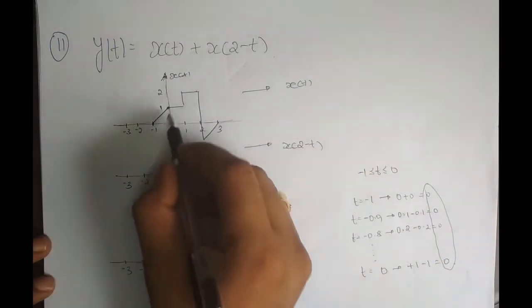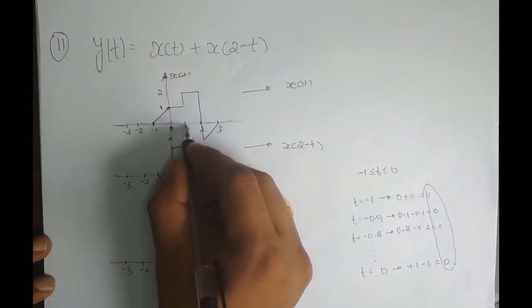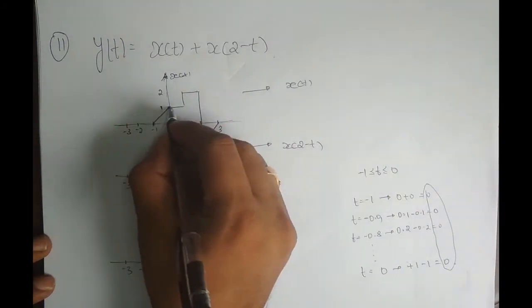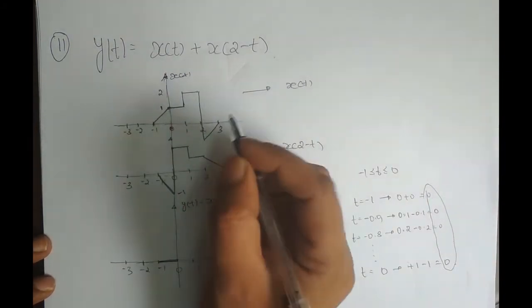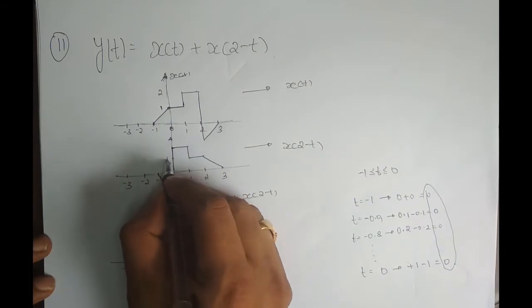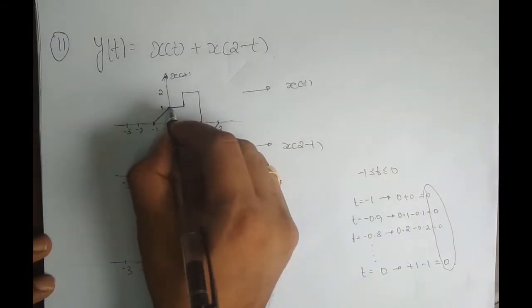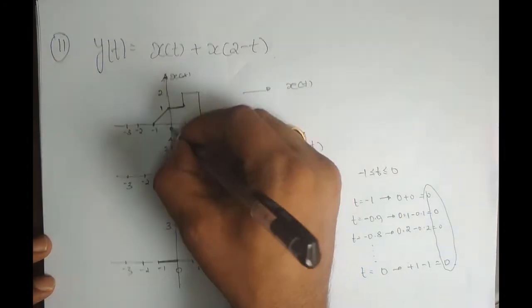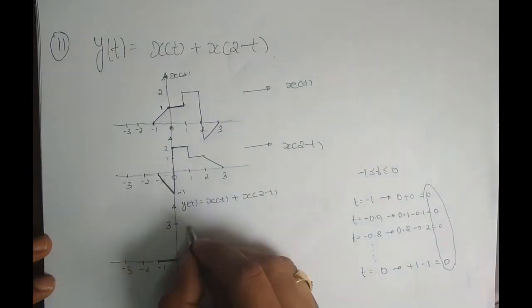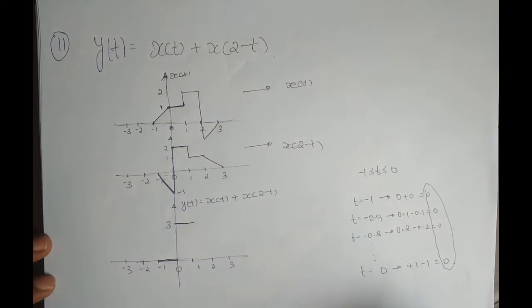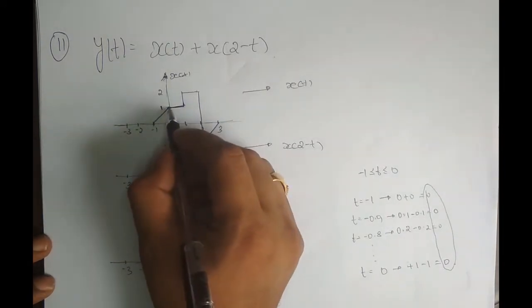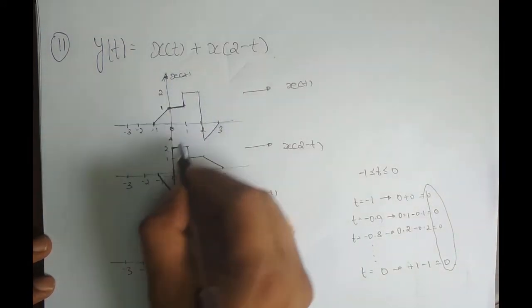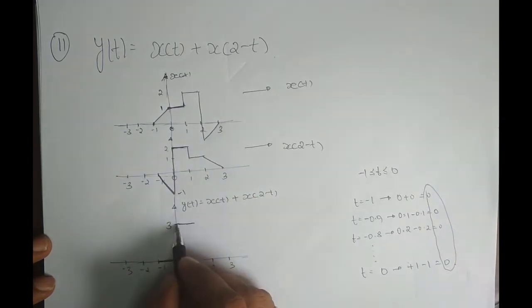Now for t varying from 0 to 2, sorry, 0 to 1. For t varying from 0 to 1, what is the amplitude of the first signal? It is 1, right? Plus, what is the amplitude of the second signal? This is 2, right? So 1 plus 2 is 3. So for t varying from where to where? 0 to 1, it is 3, right? The amplitude of the first signal is 1, the amplitude of the second signal is 2, and 1 plus 2 is 3, right?